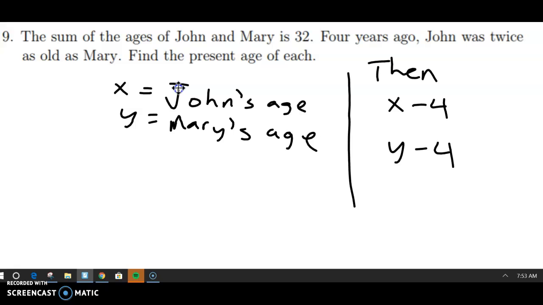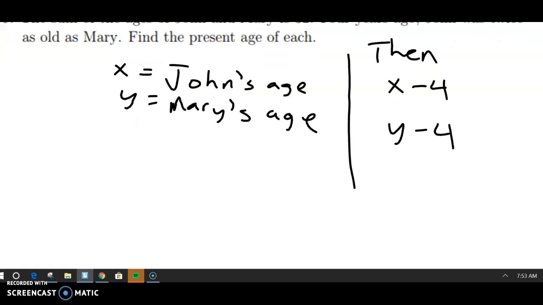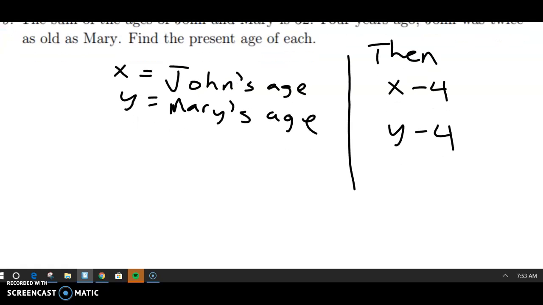At this point, we need to go ahead and set up two equations. So, we know that the sum of John and Mary's age is 32. So, if we take X plus Y, because sum is the answer of an addition problem, it is 32. Okay, so there's our first equation.